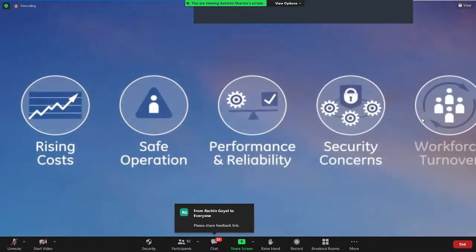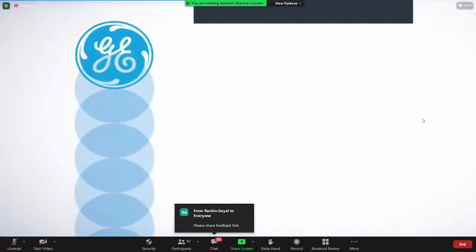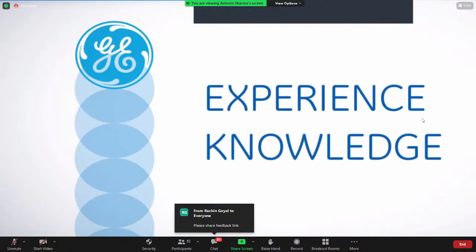Industry leaders face increasingly complex business challenges. You need a partner with industrial experience, deep domain knowledge, and a long history.